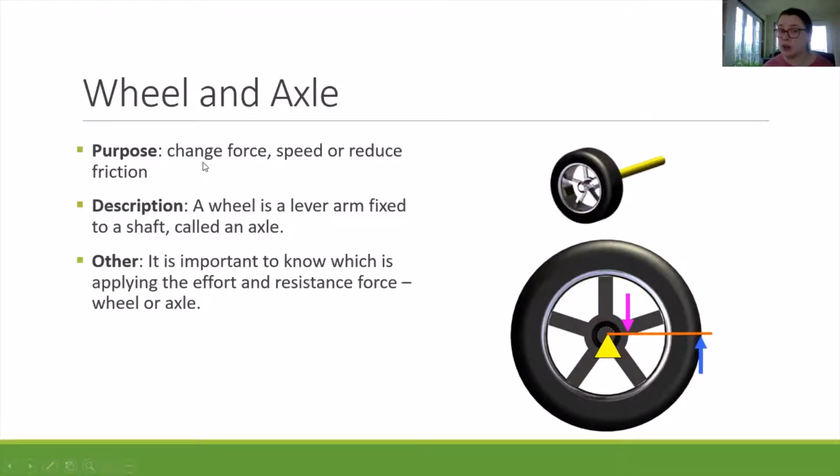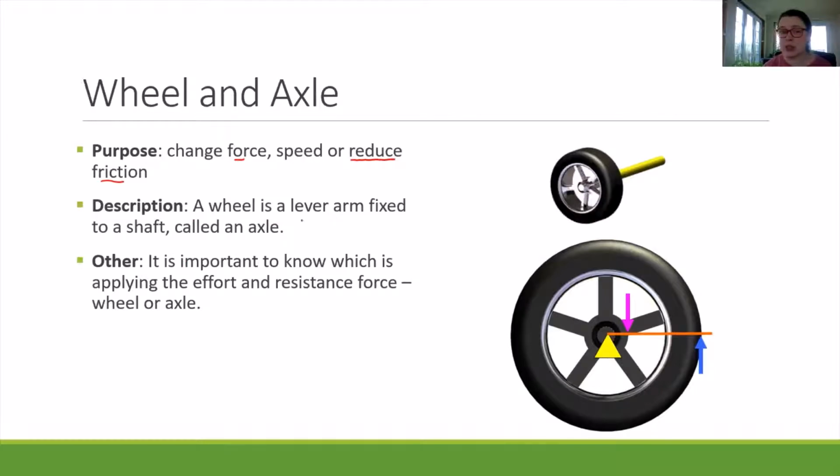A wheel and axle can either change the force of an object, change the speed of an object, or reduce friction. Usually we're reducing friction and often changing force, but it's really hard to say which of those three is the most important. But reducing friction is the biggest reason for using wheels. It's much easier to roll something than to slide something, and that's because the friction of sliding an object is always higher than the friction of rolling.